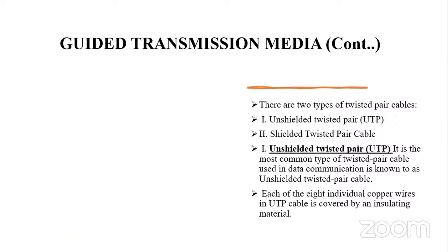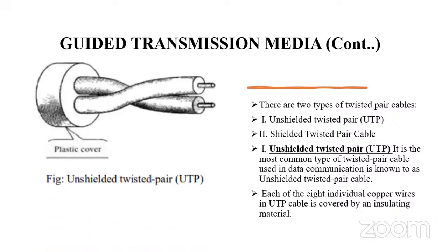Each of the 8 individual copper wires in UTP cable is covered by an insulating material. Unshielded twisted pair cable: these two copper cables, two conductors, twisted together, like this 8 cables will be there. Those cables will be covered by some plastic cover. This is unshielded. Whereas in shielded twisted pair cable, this plastic cover is again covered by some other layer.